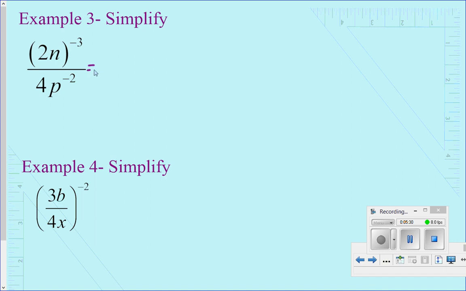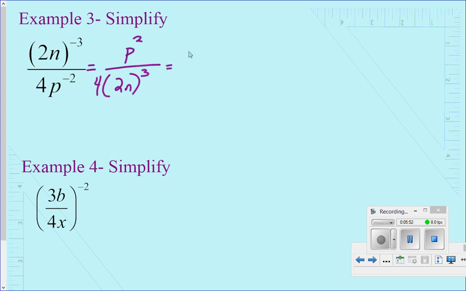So I'm going to do that. That means that quantity 2n moves down, and now it's cubed instead of to the negative third. And you just have to be careful here. The 4p is not in parentheses, which means the only thing that's to the negative exponent is the p. So the 4 stays there, the p moves up and changes to a positive 2.